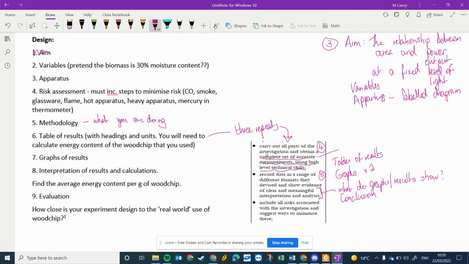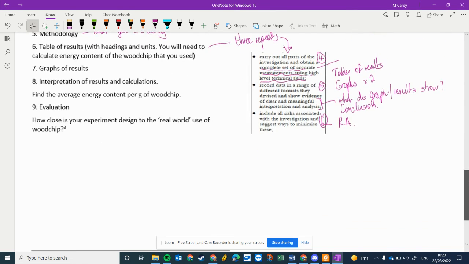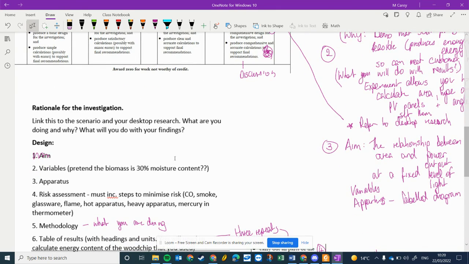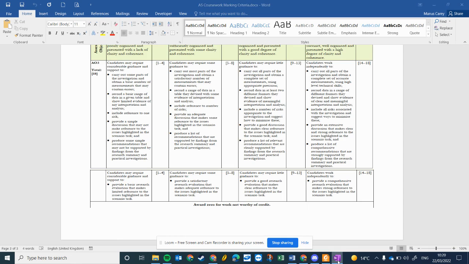And then risk assessment, that's number 6. Make sure that's decent and present. And I think that's get that done for Thursday.